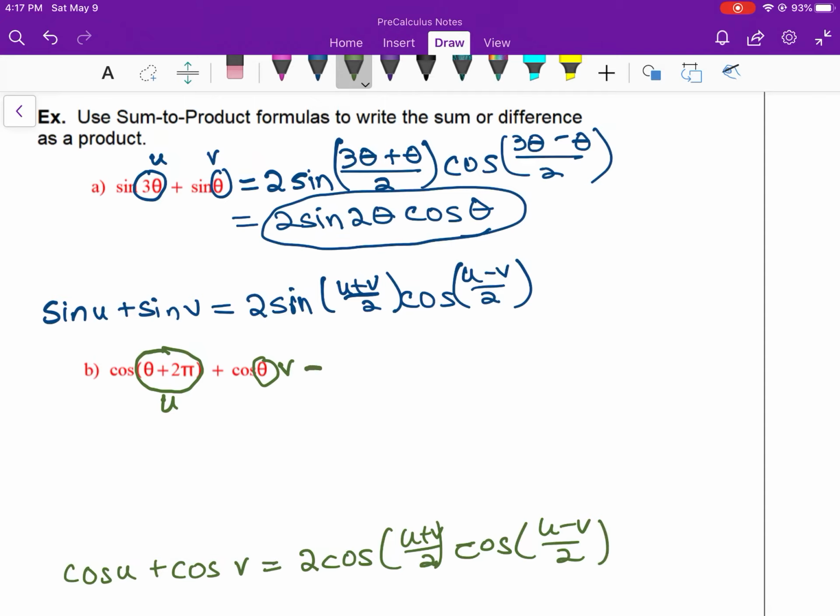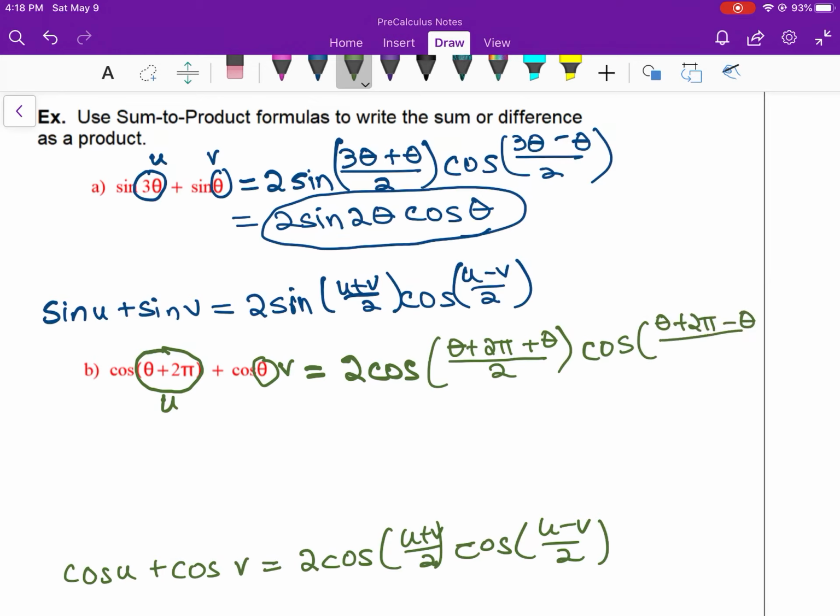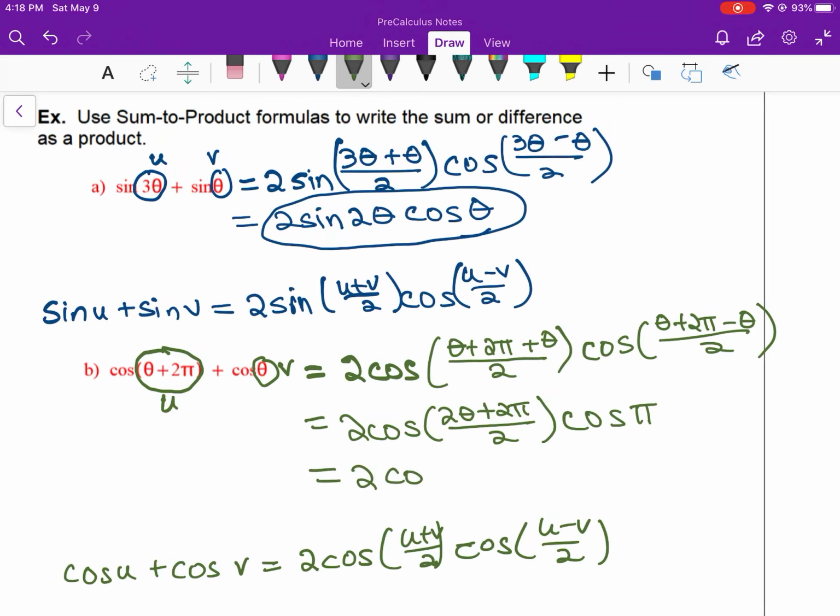All right, here we go. So 2 cosine, our u is theta plus 2 pi, our v is theta, divided by 2, times cosine of u minus v divided by 2. So 2 theta plus 2 pi over 2 cosine, these thetas will subtract out, 2 pi divided by 2 will be pi. Divide this sum by 2.